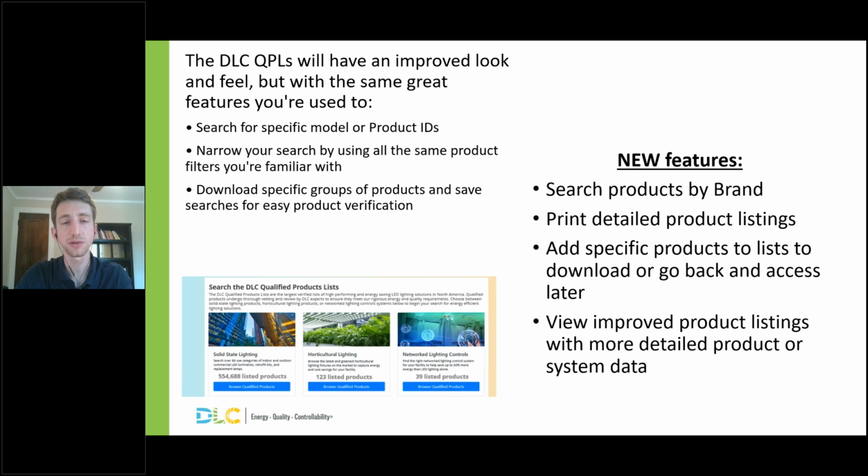And then some new features on the QPLs is that you can search for products by the brand. You could also print some detailed product listings, which I'll go through in a later slide. And there's the ability to see some more details of the specific products that you're looking at when you click into a product, which I'll show you in a further slide.